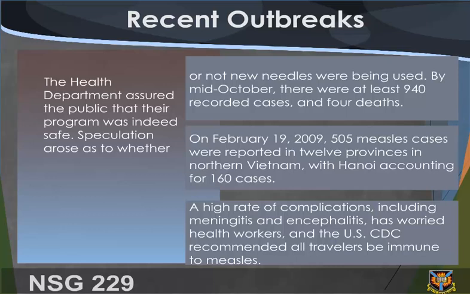On February 19, 2009, 505 measles cases were reported in 12 provinces in northern Vietnam, with Hanoi accounting for 160 cases. A high rate of complications, including meningitis and encephalitis, has worried health workers, and the US CDC recommended all travelers be immune to measles.